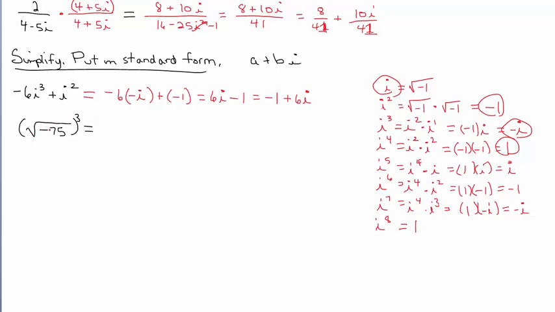This radical negative 75 cubed, I'm going to go ahead and expand it and write out 3 of them. Okay, I know I need to pull the i out first. So I'm going to have i square root of 75, but I'm going to kind of get myself ready. I know 75 is 25 times 3. And so I need to do this 3 times.